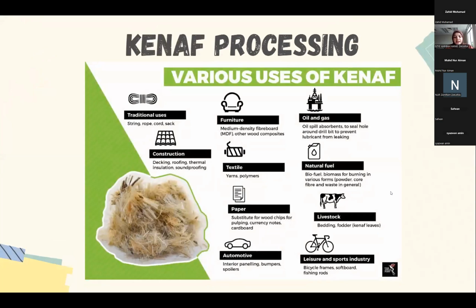After harvesting, Kenaf is processed for a variety of uses, such as traditional use to make string, rope, cord, and sack. Second, furniture, like medium density fiber board, MDF, and other wood composite. Third, construction for decking, roofing, thermal insulation, and some soundproofing, and others.